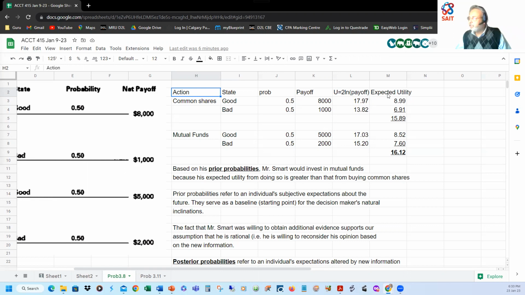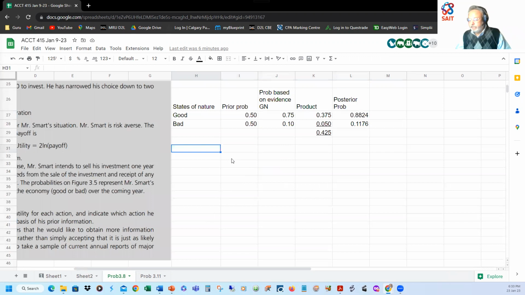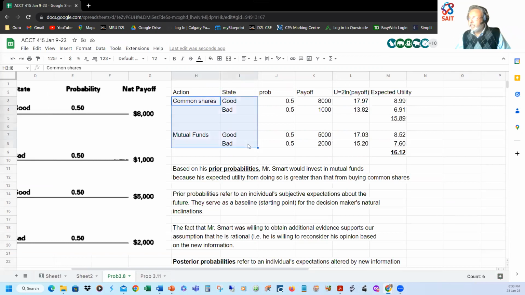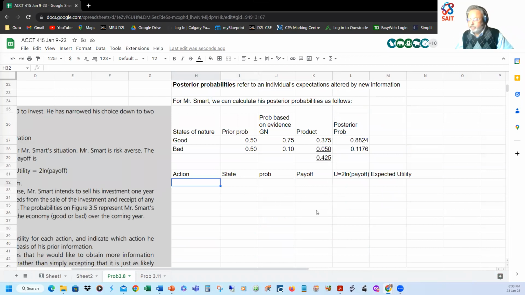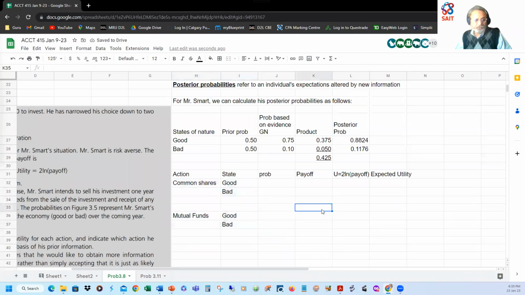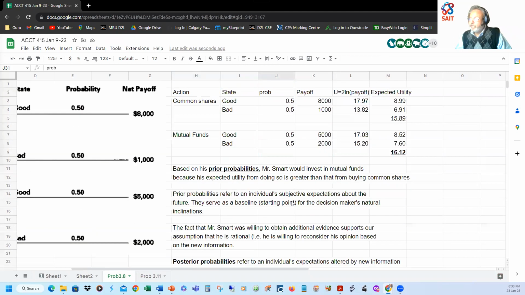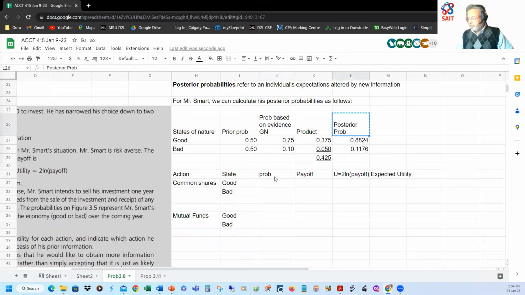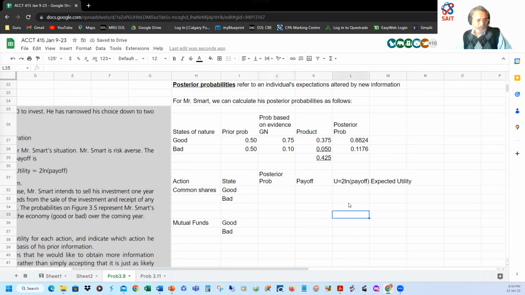So Mr. Smart's decision still depends on his expected utility, and that relates to the two investment choices that he has of buying common shares versus investing in mutual funds. We were initially using Mr. Smart's prior probability. Now, since Mr. Smart has done more work, we will replace his prior probability with his posterior probability. So his posterior probabilities are 0.8824 for the economy to be in a good state, and 0.1176 for the economy to be in a bad state.